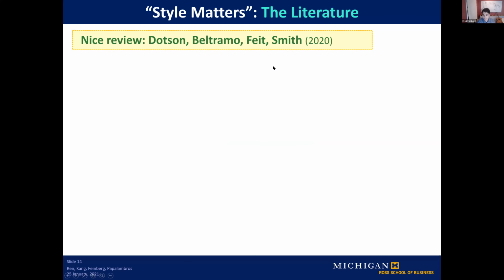I'm not going to spend a lot of time on literature review. All the slides are online. I did that on purpose in case this goes by fast. There's an awesome review in the paper by Dotson, Beltramo, Feit, and Smith, which does a lot of what we do, but with static pictures. And there's some pluses and minuses to that I'll hope to touch on later.